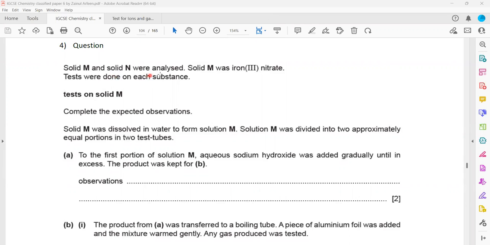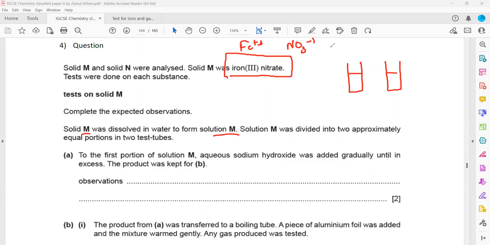So solid M and solid N are analyzed. M is iron 3 nitrate. So an iron 3 nitrate salt is there. What does it mean? It means it contains iron 3 ion and it contains nitrate ion, which is minus 1. Test on solid M. Complete the expected observation. Solid M was dissolved in water to form solution M. So first it was solid, and now we have a solution. And it is divided into two equal portions. So we have two equal portions of solution M, which contain iron 3 ion and nitrate ion.